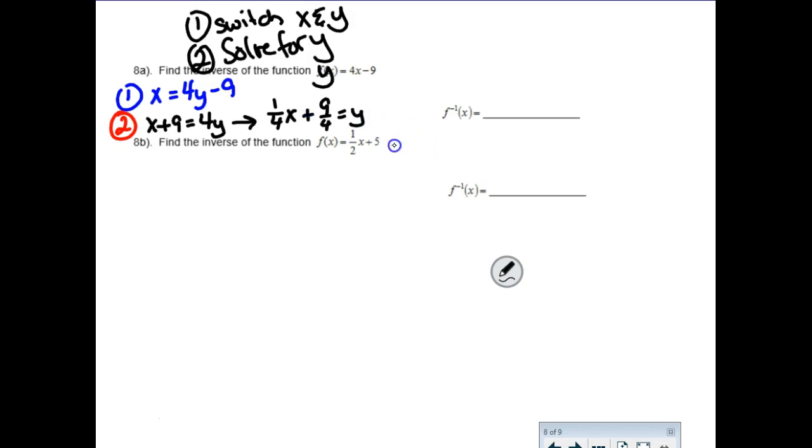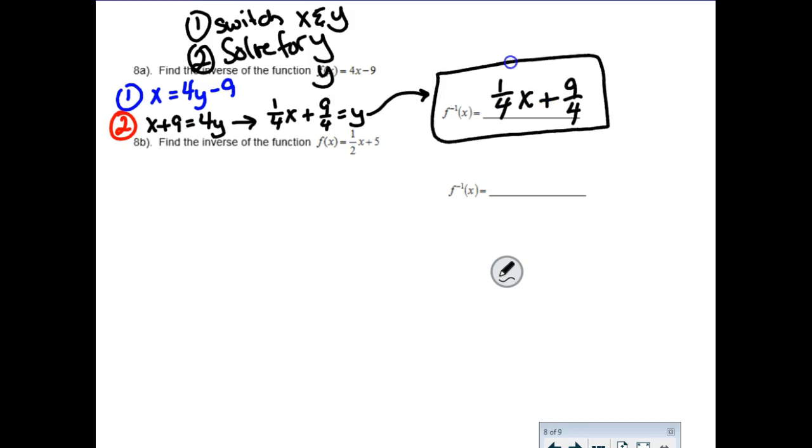And then we tried to make a big deal about notating who's the inverse and who's the original. So if you forgot it, you're kind of in luck because I went ahead and named it f inverse for you. So you're just going to write your function down here, which is 1/4 x plus 9/4. If you wrote that in an equivalent form, not necessarily broken into fractions like this, that is okay. Just watch your simplification.